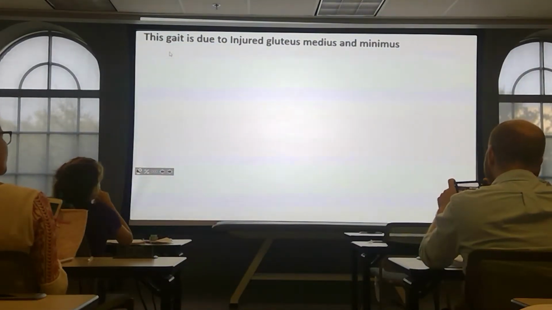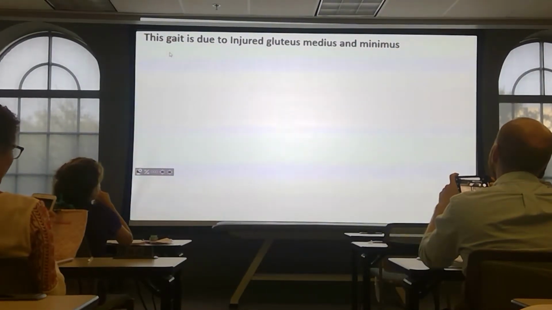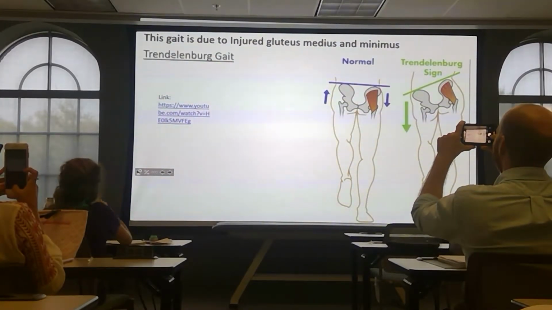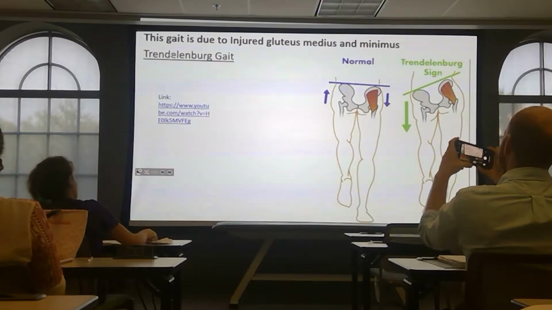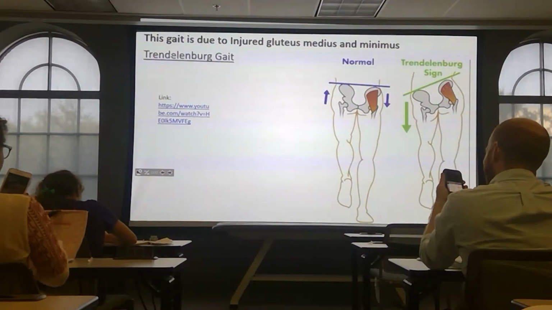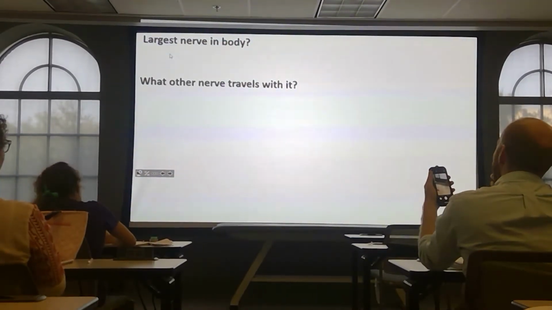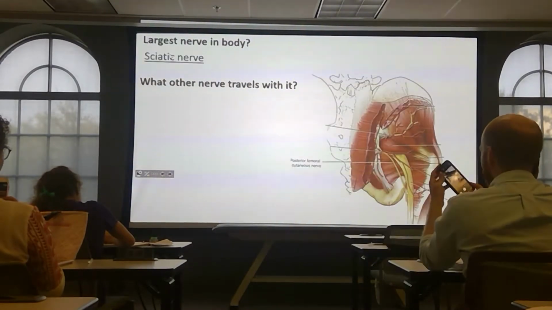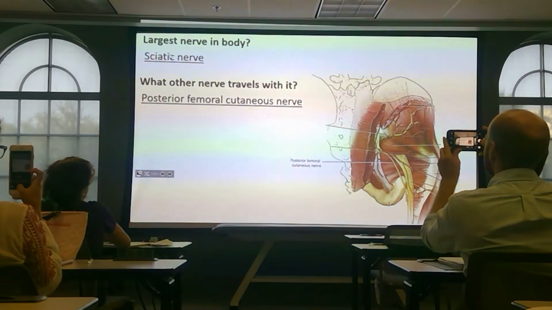This gait is due to the injured gluteus medius and minimus. What's it called? Yep. And so the pelvis will drop because you have an abnormal gluteus medius and gluteus minimus. What's the largest nerve in the body? Very good. What other nerve travels with it? You guys are so genius.